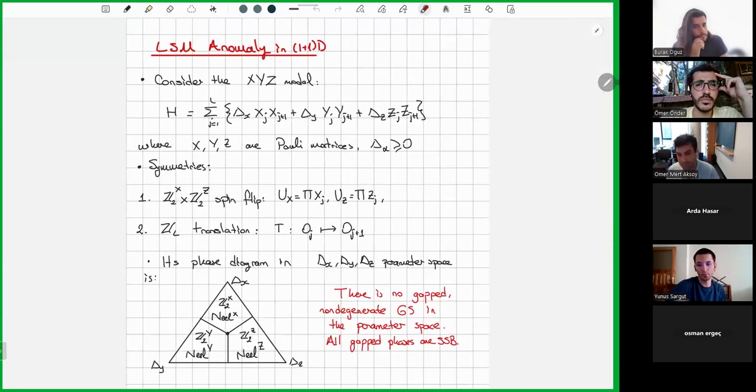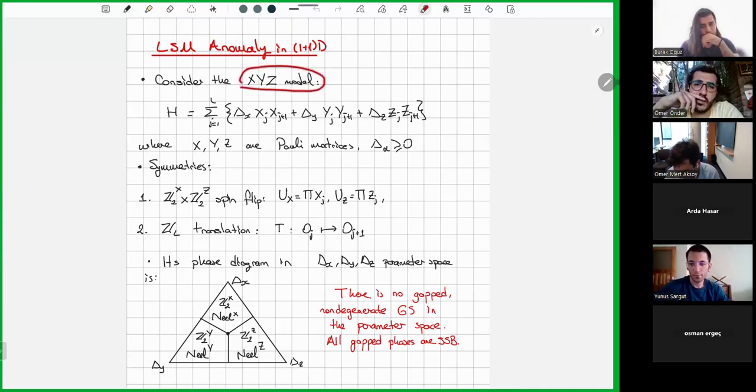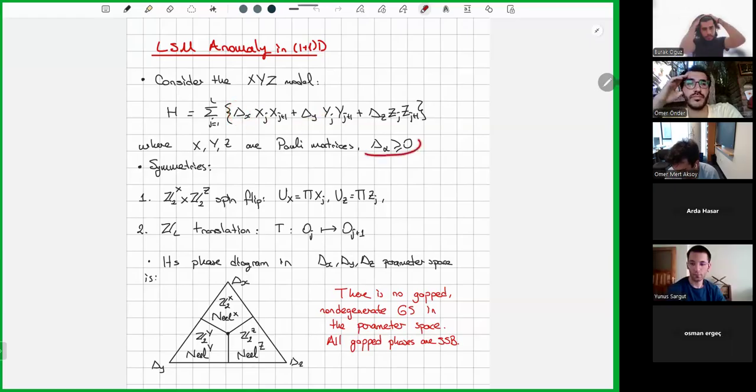Okay. If there's no other question, I'll return back to 1+1D and give another crash course on what I mean by Lieb-Schultz-Mattis anomaly or Lieb-Schultz-Mattis theorem. So I start with a Hamiltonian. This is the XYZ model, where X, Y, Z are again Pauli operators coming with coefficients that are not necessarily equal, delta X, Y, Z, such that all the deltas are larger than 0. So this is an antiferromagnetic model.